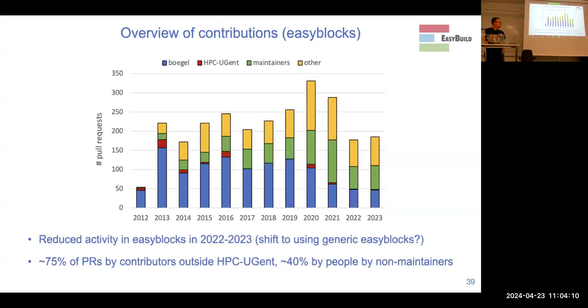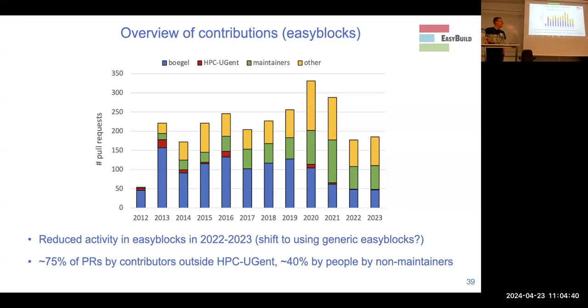Looking at EasyBlocks, it's okay. It's easier to contribute to EasyBlocks than to framework, so it's less daunting. It's more focused. It's essentially one Python script that you have to deal with, so that's more manageable. Also there, we see a good amount of contributions outside of Ghent and even by non-maintainers. There's less activity here compared to previous years. That's the same as it was in 22. So that's about, let's say 170, 180 pull requests a year.